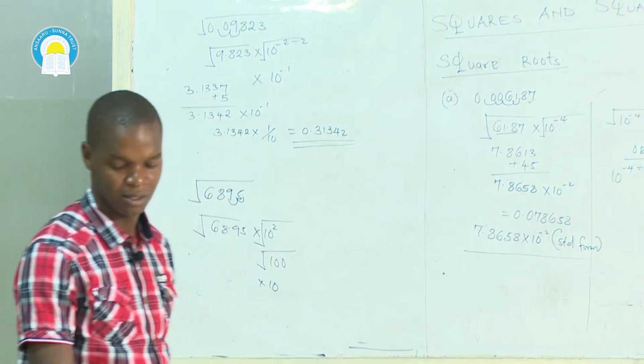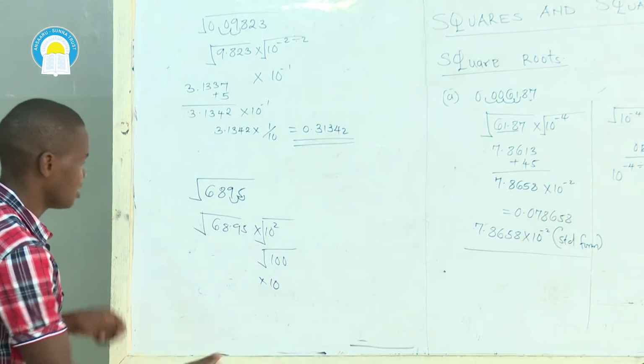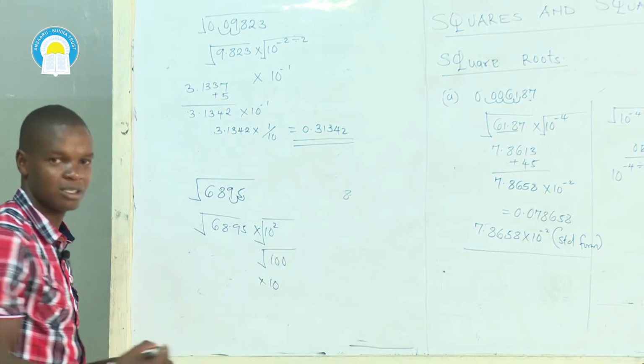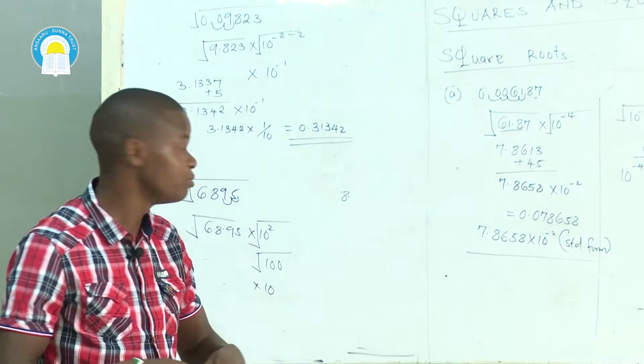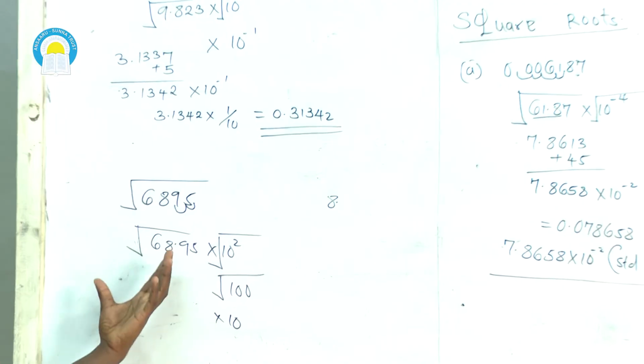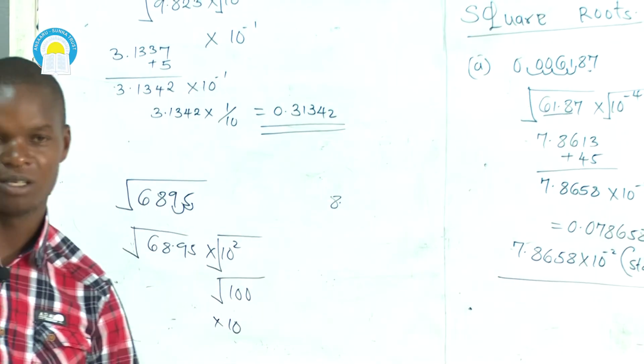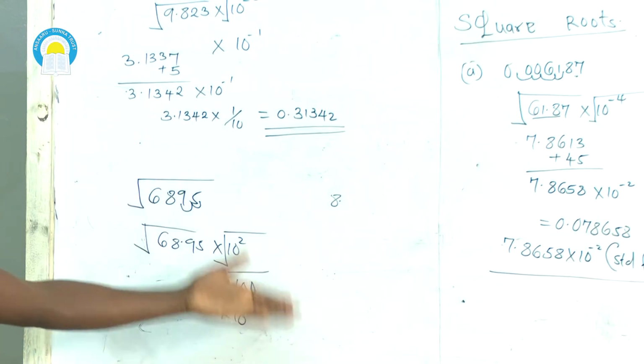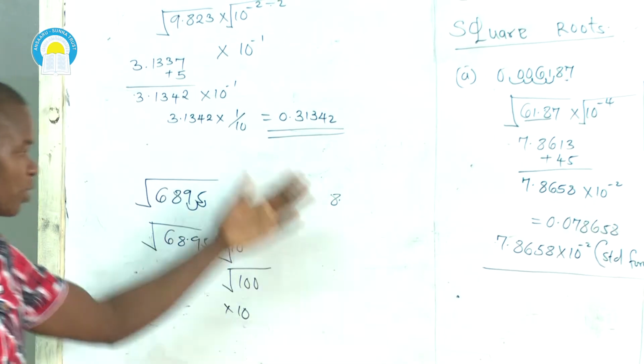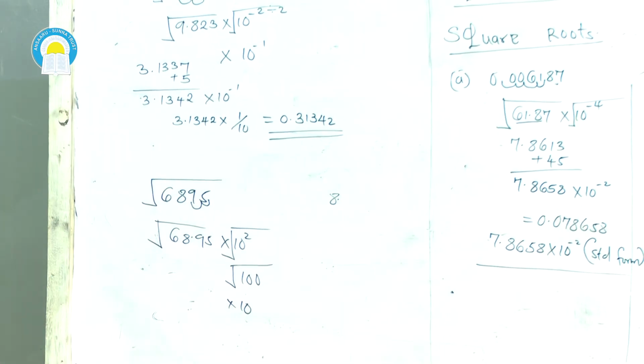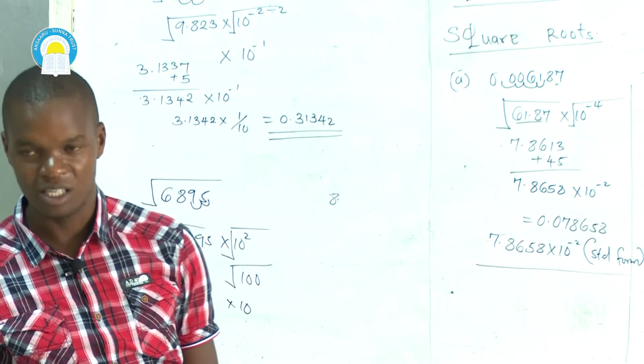What's the answer? It must start with 8. We know it must start with 8. That's what we did yesterday. So if you don't know whether the first digit is 8, remember 68 is between 64 and 81. The square root of 64 is 8. The square root of 81 is 9. So any number between 64 and 81, the square root must start with 8.